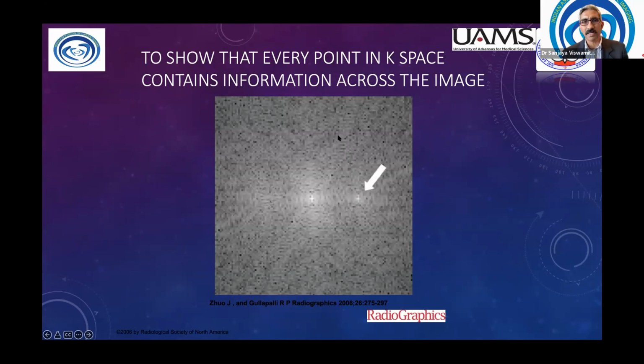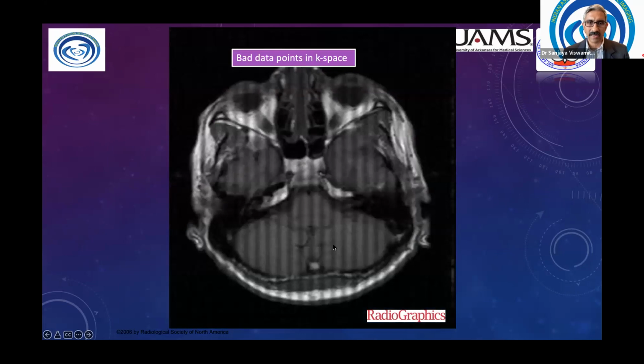What do you think this particular image is going to look like when I convert this frequency space into an image space? This is what you get. You get the spike artifacts that you see here, and you can see that the spike artifacts are distributed as bands across the entire image. Right? So a single bad point in K-space has some information across the entire image. I hope that has now become very clear to you.